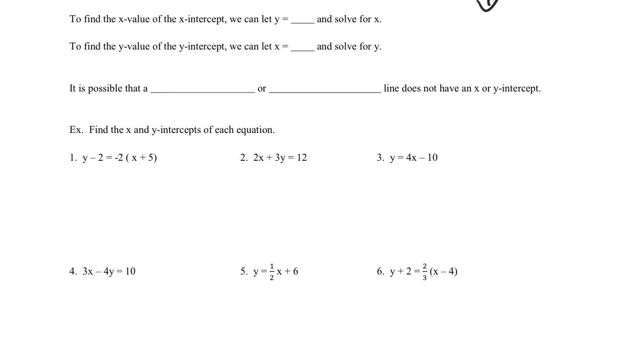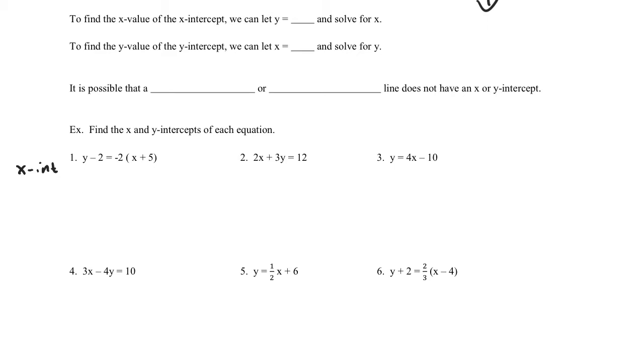Okay, so no matter what form we're in, the process for finding our intercepts is going to be the same, because depending on what intercept we're looking for, we're always going to know that the other value is 0. So if we're looking for the x-intercept, y is 0. If we're looking for the y-intercept, then the other one, x, is 0. So let's start here with number 1, and we're going to find our x-intercept first.